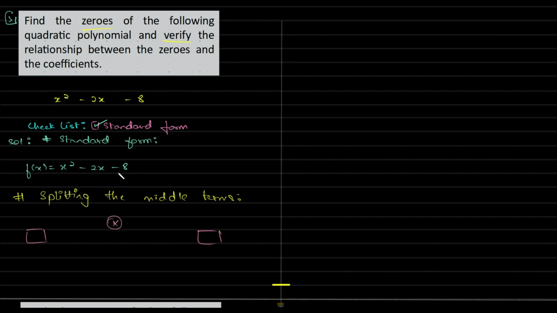Splitting the middle term tells us to get two numbers which, when multiplied, will give me minus 8 into 1. The product should be equal to minus 8 in this case, and when we add, I should get minus 2, the middle term. So we're listing the factors of 8. This is the procedure. You need to look into the factors of minus 8.